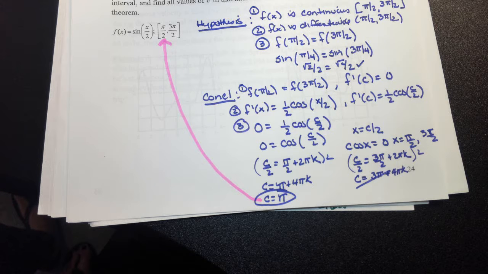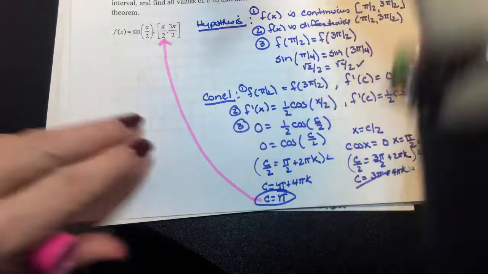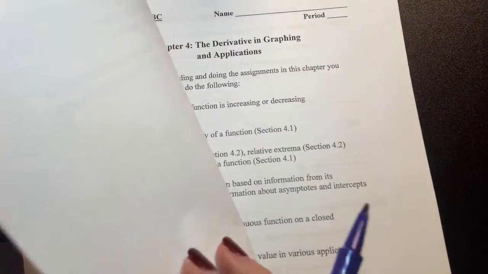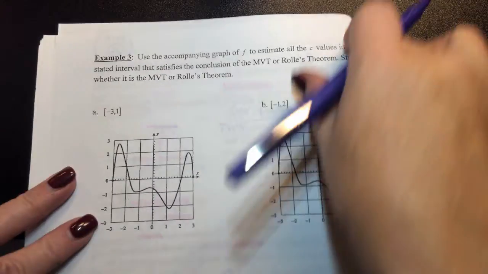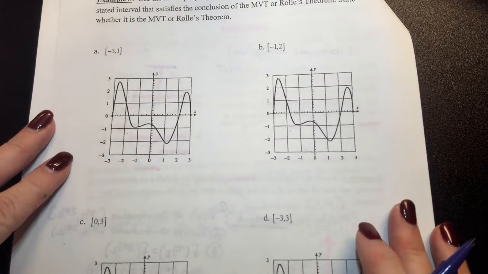So any questions about your mean value theorem or your Rolle's theorem? Let's see. You also have to be able to do this graphically as well. So if you have a ruler or a straight edge, it may be helpful to take it out.